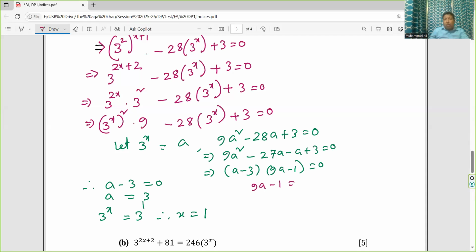9a minus 1 equals 0. From here we get a equals 1 by 9. Instead of a, we can write 3 to the power x. Instead of 1 by 9, if it comes to the upper side, it will be 3 to the power minus 2. So both of these bases are the same, so the powers will be equal. x equals minus 2.